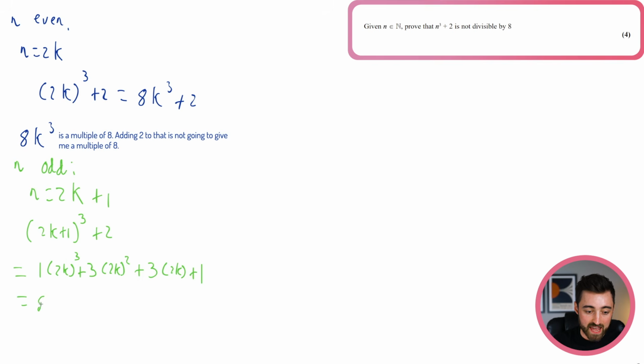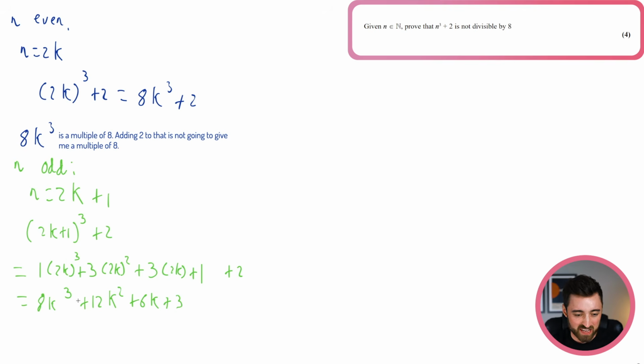So that's going to get me 8k cubed. I still need the plus 2 on the end, don't I? So plus 2. Then this thing here is going to be 4k squared, times that by 3 to get 12k squared. This is going to be 6k. And then 1 add 3 is going to be 3. Right. So clearly, I've not really got any easy multiples of 8 I can see here.